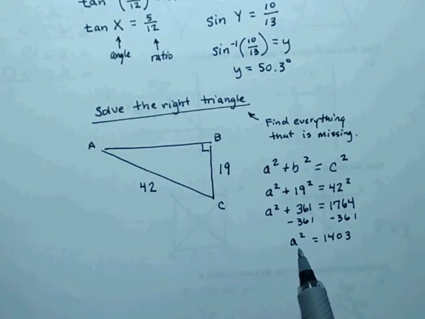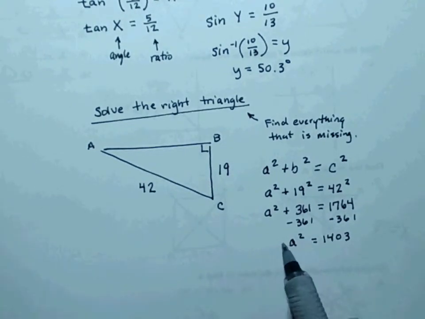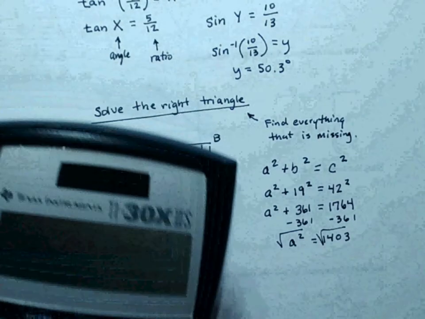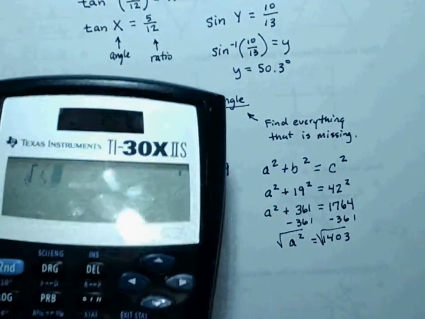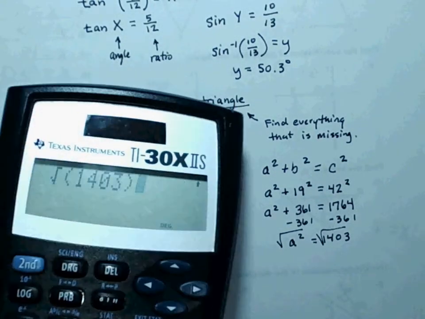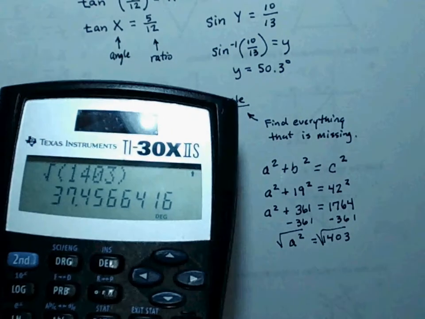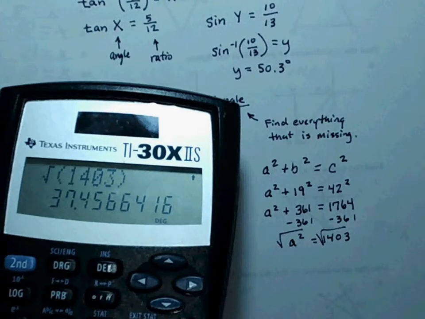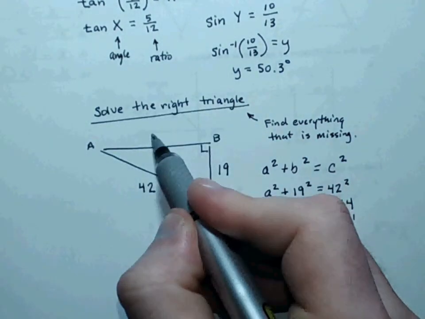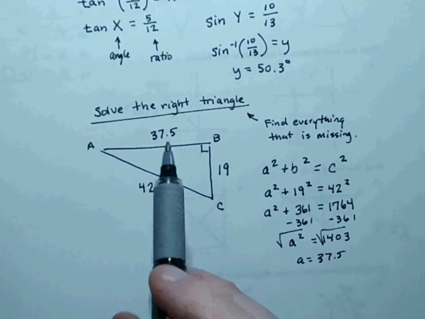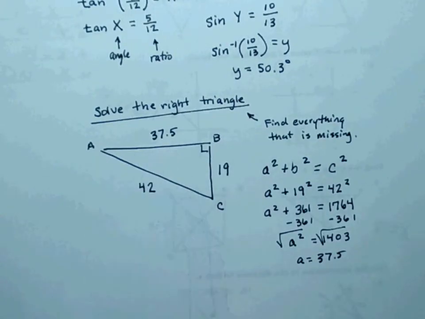Now, we want what A equals, not what A squared equals. So we're going to need to take the square root. Take my calculator, take the square root of 1403, and that equals 37.5. So I know that this is 37.5. Okay, so one down. Now we've got to find the measure of angle A and the measure of angle C.